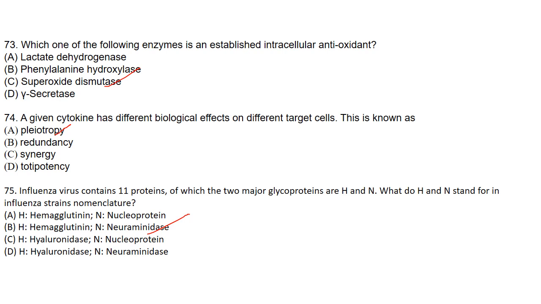A given cytokine has different biological effects on different target cells. This is known as, it is called pleiotropy, because it is the ability of a cytokine to exert many different types of responses. So it is called pleiotropy. Then influenza virus contains 11 proteins, of which the two major glycoproteins are H and N. What do the H and N stand for? So H stands for hemagglutinin and N stands for neuraminidase. Answer is option B.